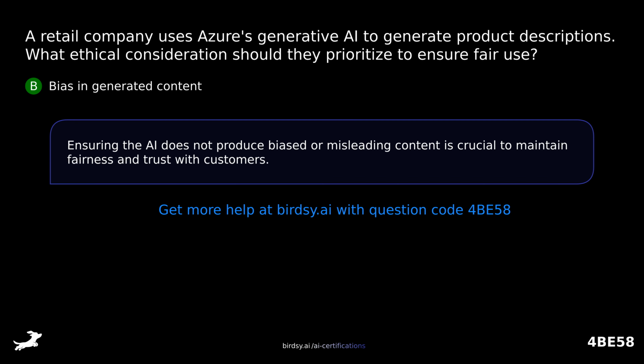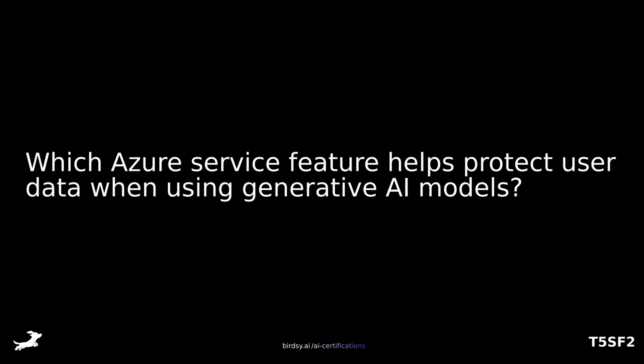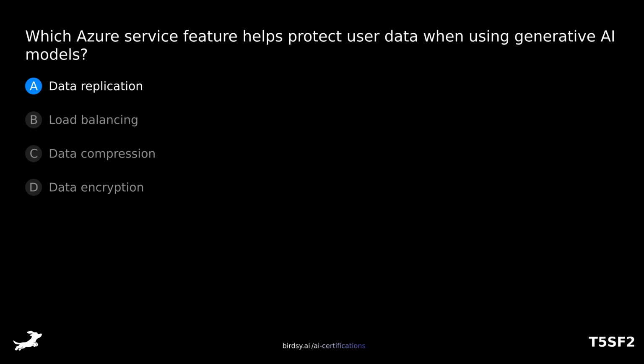Ensuring the AI does not produce biased or misleading content is crucial to maintain fairness and trust with customers. Which Azure service feature helps protect user data when using generative AI models? Is it A, data replication, B, load balancing, C, data compression, or D, data encryption? The answer is D, data encryption.